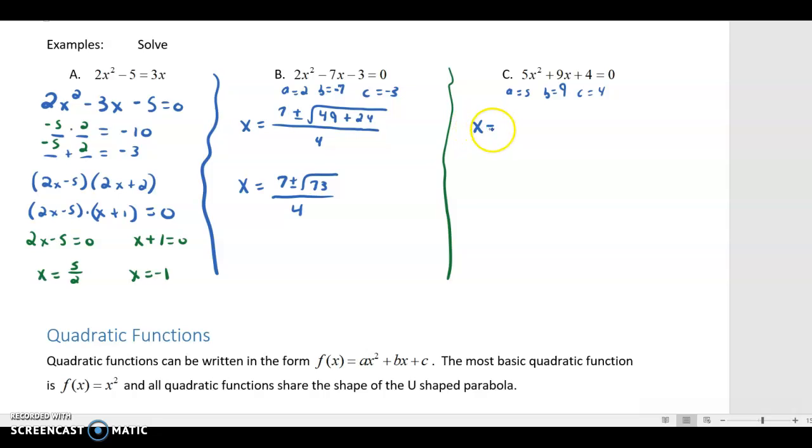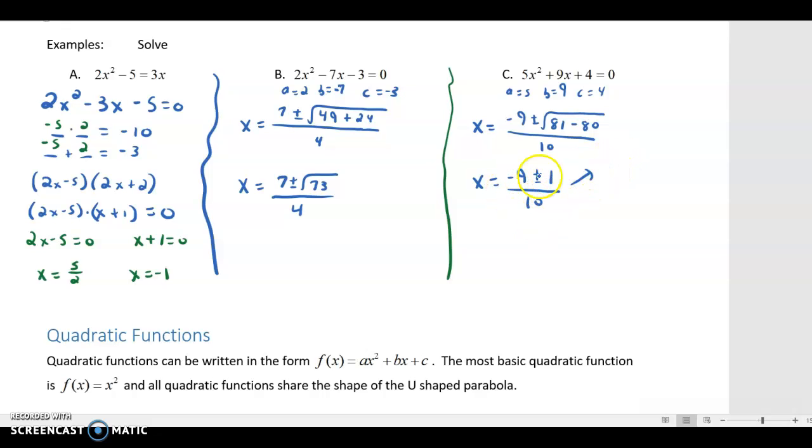Let's see. x will be negative b, so negative 9, plus or minus the square root of b squared, which will be 81, minus 4ac, so I believe that's minus 80. Is that right? Yep. All over 2a, so all over 10. So we get x equals negative 9 plus or minus the square root of 1, which is 1, all over 10.